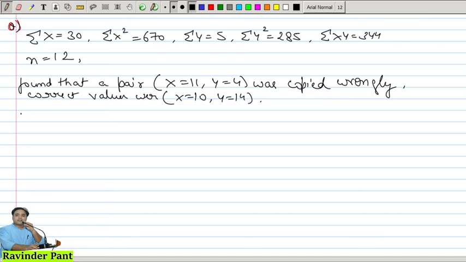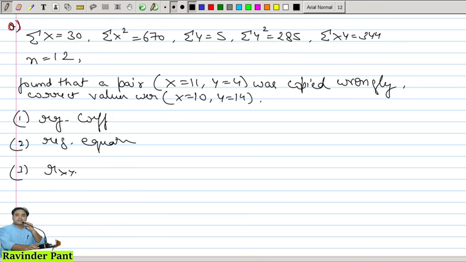अब क्या करना है? We need to find out the values. Which values? Regression coefficients and regression equations and correlation coefficient between these two variables.